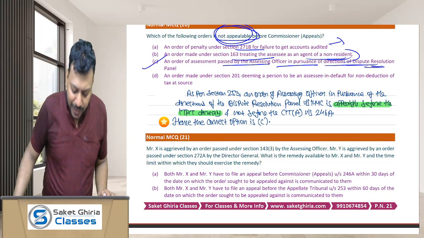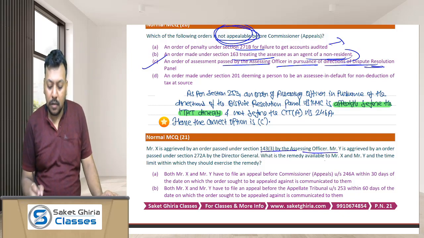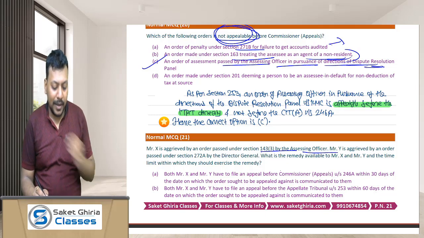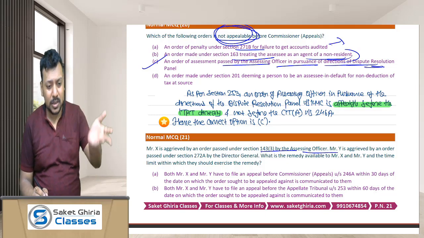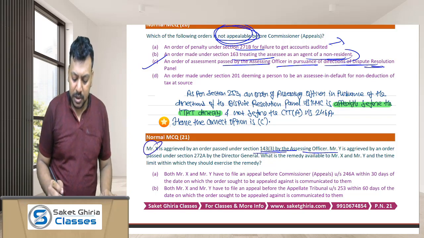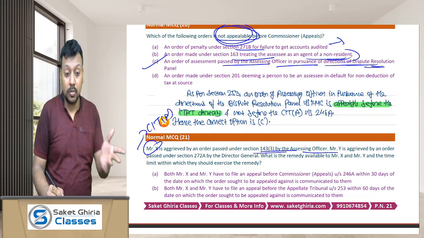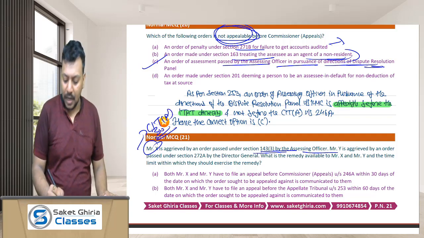Coming forward, Mr. X is aggrieved by the order passed under section 144(3) by the assessing officer. So the scrutiny assessment of Mr. X is being made by the assessing officer under section 144(3). Against this, Mr. X can go to the CIT appeals. And what is the time limit that Mr. X has to go to the CIT appeals, sir? Within 30 days.